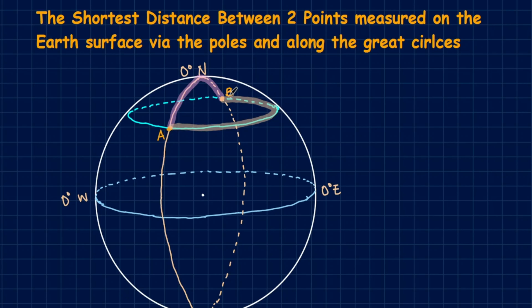Now, when you look at these 2 routes, you realize that one is shorter than the other. So you can see physically that through the Eastern Hemisphere or the Western Hemisphere, the distance is longer than moving from A through the North Pole to B. So now how do you calculate these 2 distances, from A through the Eastern Hemisphere and from A through the North Pole? And that is easy.